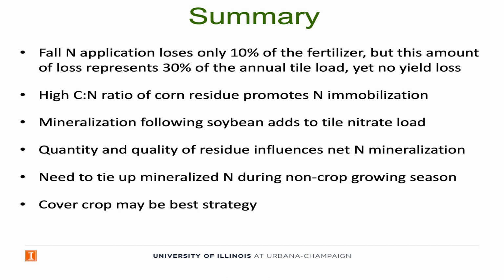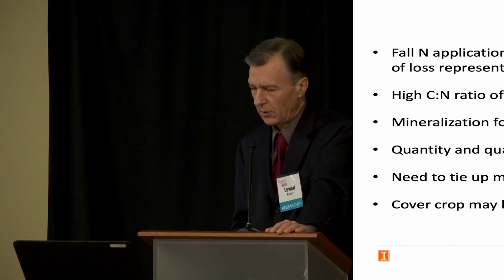Anyway, so a summary overall is that fall N is leakier than spring N, and fall N has led to about a loss of only 10% of the fertilizer, yet that represents about 30% of the annual tile load, yet no yield loss. So the economics of that situation is not going to solve itself. We're going to continue to use fall N, and we're going to be a little leakier, but we're probably not going to see any yield decrease unless it was an extreme year for N loss.